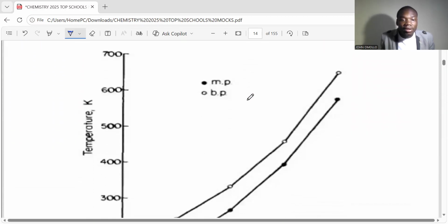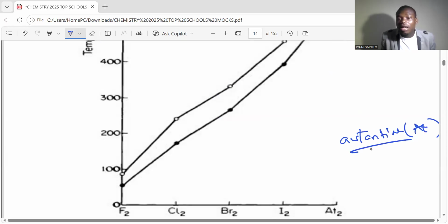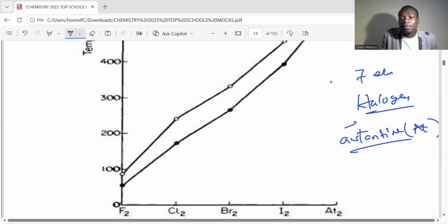Let's see the graph. So this is the graph. We have fluorine, chlorine, bromine, iodine, astatine, astatine with a small t. That is the symbol, At. This one is also a halogen. Group 7 elements. Are you getting that? Yes, it is called astatine.